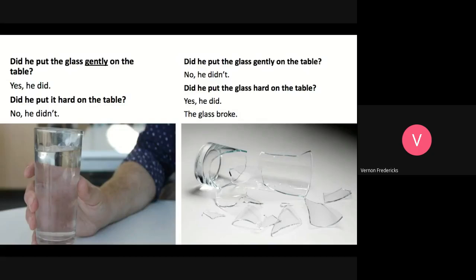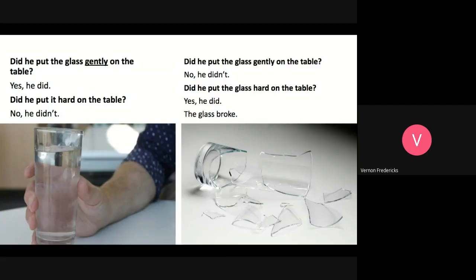Did he put the glass gently on the table? Yes, he did. Okay. Did he put it hard on the table? No, he didn't. He put it down gently and softly. Okay, if you look at picture number two, did he put it down hard on the table? Yes, he did. Did he put it down gently on the table? No, he didn't. Yeah? He didn't do it very gently. He didn't do it very softly.